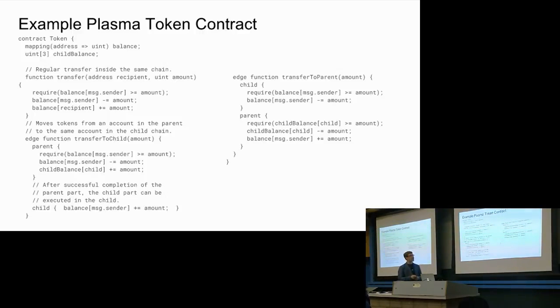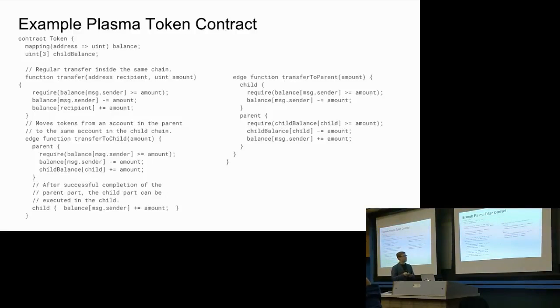Here, the child part executes first. It checks that we have the balance. It removes our balance. The amount vanishes completely. But in the child chain, we will have an event that stores the fact that this part has successfully executed. And then at some point in the future, we have this store hash transaction that stores the current state hash of the child chain in the parent chain.